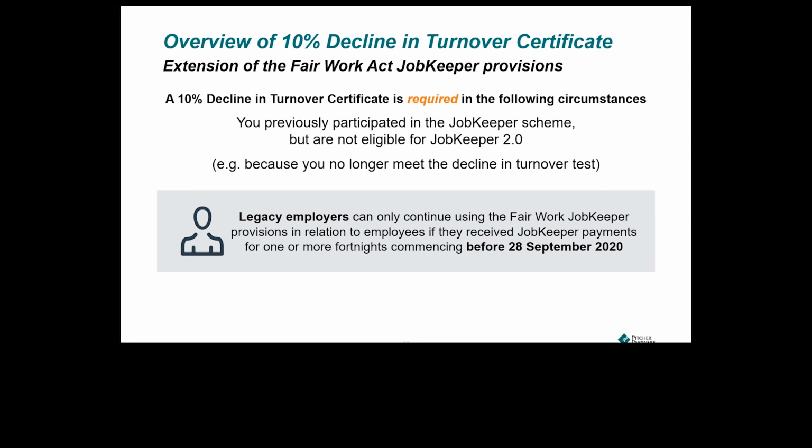So a certificate is required where you have previously participated in the JobKeeper scheme. So you were eligible for JobKeeper 1.0 payments, but you're no longer eligible for JobKeeper 2.0 payments, for example, because you no longer meet the decline in turnover test under JobKeeper 2.0. So those employers are referred to as legacy employers, and they can only continue issuing the Fair Work Act JobKeeper directions if, from the 28th of September onwards, they obtain a 10% decline in turnover certificate.